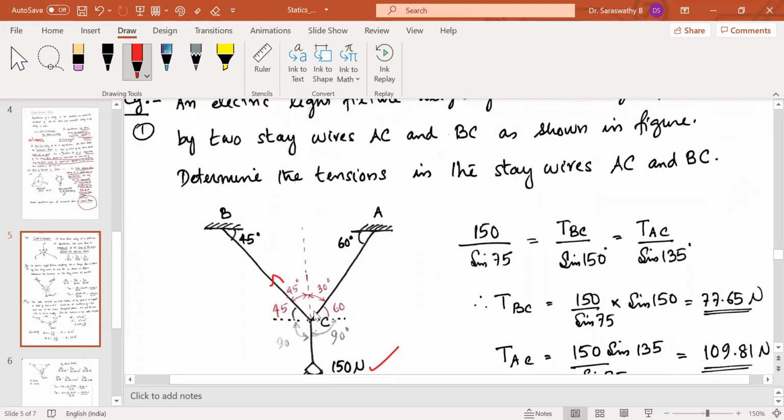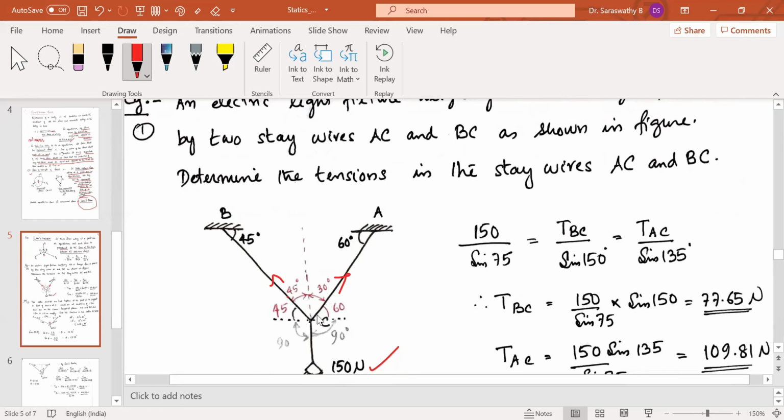So this is the tension. Tension means from the joint, you mark an arrow away from the joint. So CB and CA will be subjected to tensions. You're asked to find out what these tension values are. So we have the tension in CB, the tension in CA, and this 150 Newton. All these are acting at the same point C, so we can apply equilibrium of concurrent forces, Lami's theorem.